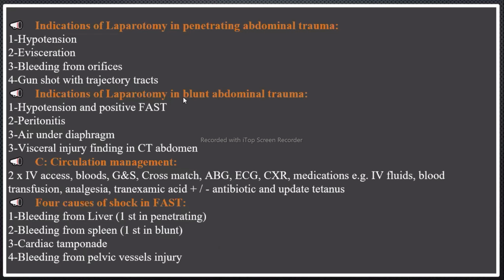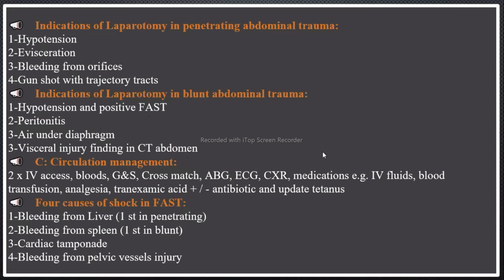What if the patient has blunt abdominal trauma? So hypotension and positive FAST. So can we do FAST in penetrating, guys? No, no need for FAST in penetrating, because it's not an indication, okay? But if the patient has blunt trauma and he has hypotension, you can go for FAST. If the patient has peritonitis, air under diaphragm, visceral injury, you do CT scan.